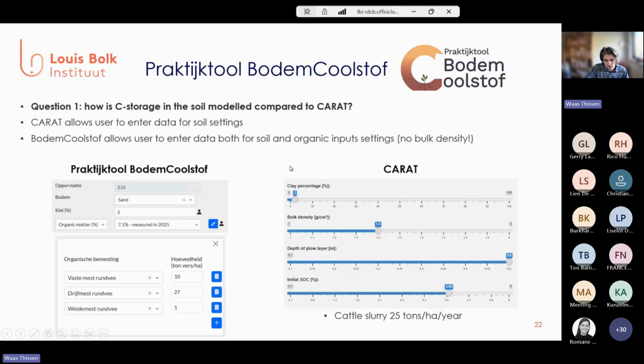Also, both praktijk tools allow for changing the soil settings. Praktijk tool bodemkoolstof doesn't allow for the bulk density, which is interesting. It calculates the bulk density on pedo transfer functions and on the basis of soil maps and stuff like that. But it does allow for the organic inputs, like manure inputs into the system, which obviously can contribute a lot to the carbon storage in the soil. And in sHLA, I think it was 25 tons per hectare per year of dairy cattle slurry for the grassland crop rotation. So it's also fixed.